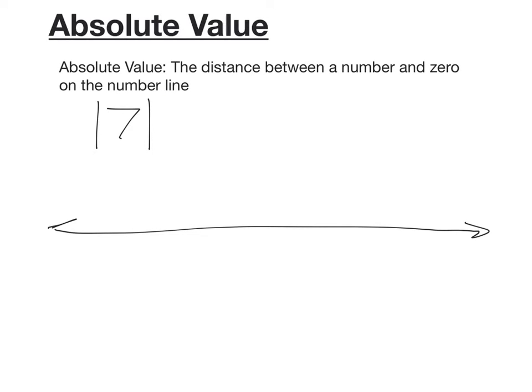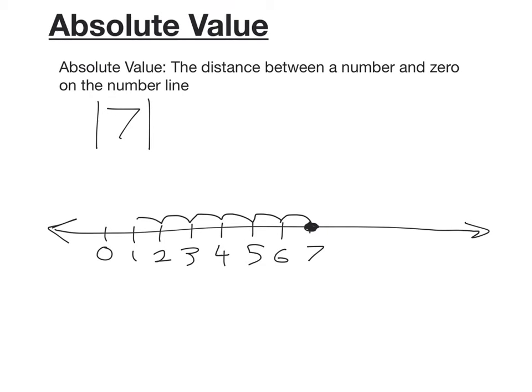On a number line, if we had 0, we had 1, 2, 3, 4, 5, 6, 7. As always, I try to keep my spaces equal. And I wanted to know how far away 7 is from 0 on the number line. It is 1, 2, 3, 4, 5, 6, 7 units away. So the absolute value of 7 is just 7.